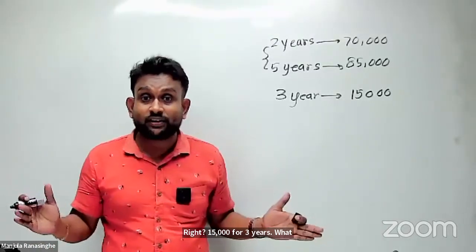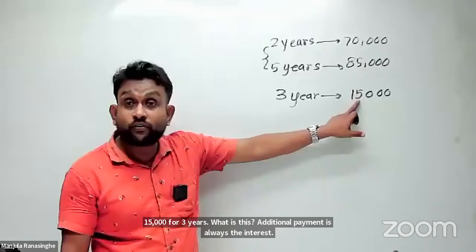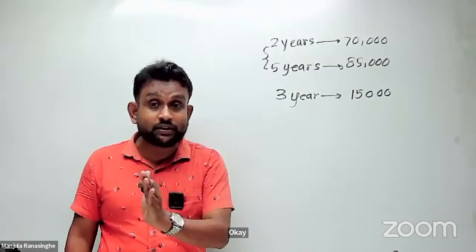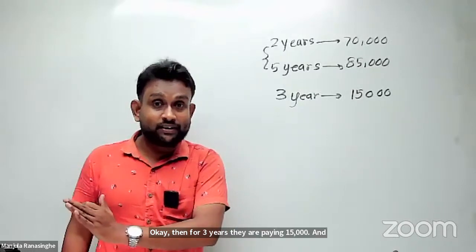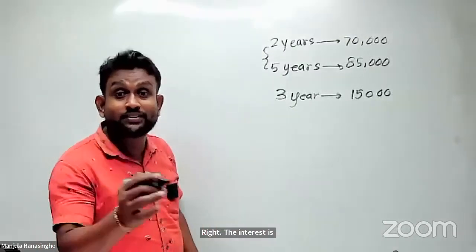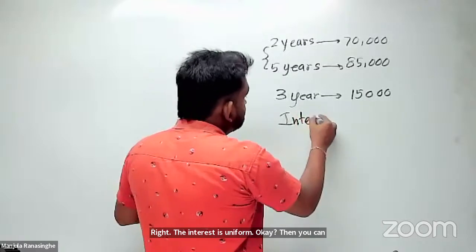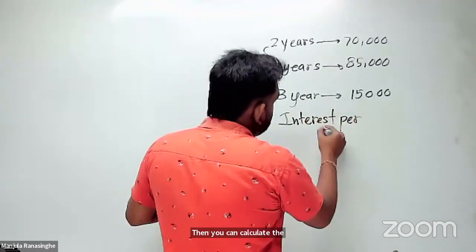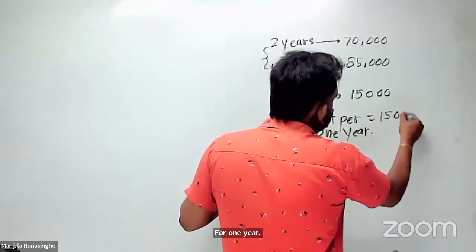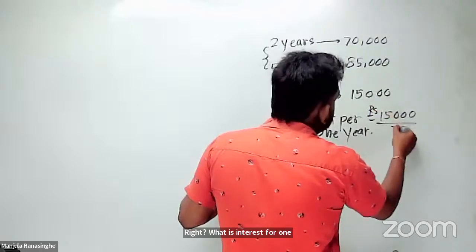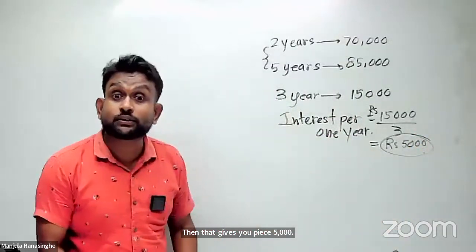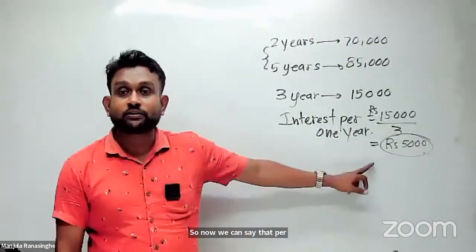It is always the interest. Then for 3 years they are paying 15,000 interest, and further this is simple interest. So if the loan is not changed, the interest is uniform. Then you can divide by 3 to get the interest per year. What is the interest per 1 year? Just 15,000 rupees divided by 3. Then that gives you rupees 5,000. So now we can say that per year they charge an interest of 5,000.